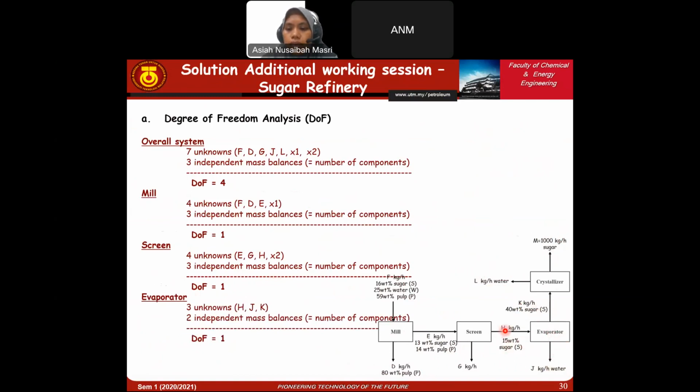Here we have H, J, and K as unknowns, and we have two independent mass balances. Why only two? Because this time we only have water and sugar. These are our only two materials. Our pulp is already separated here. From here on, it's only syrup, all in liquid form. So we have only two materials, sugar and water. The sugar is already dissolved in the water. So we cannot solve in the evaporator.